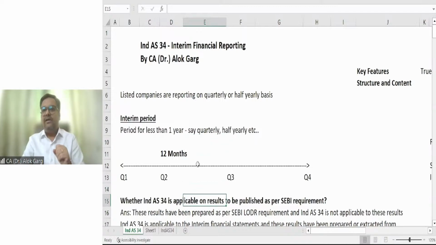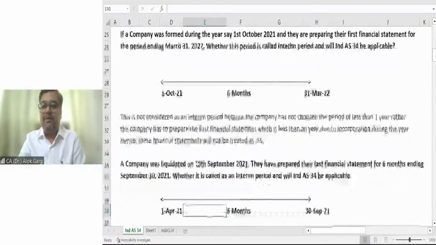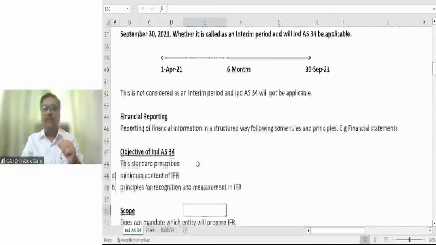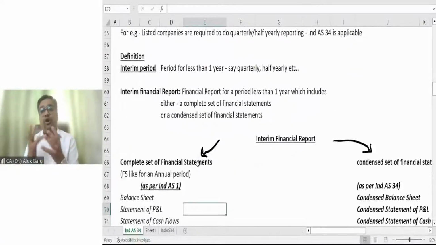Okay. Sir, is Ind AS 34 applicable on the results which are filed to the stock exchange? The answer is no, because those results are in the format as prescribed by the SEBI regulations. But these results are prepared from the financial statements. So on these interim financial statements, Ind AS 34 is applicable. There are 2 ways of preparing your interim financial statements. Either you can prepare a full set of financial statements, or you can prepare a condensed set of financial statements. It's better to prepare a condensed set of financial statements.